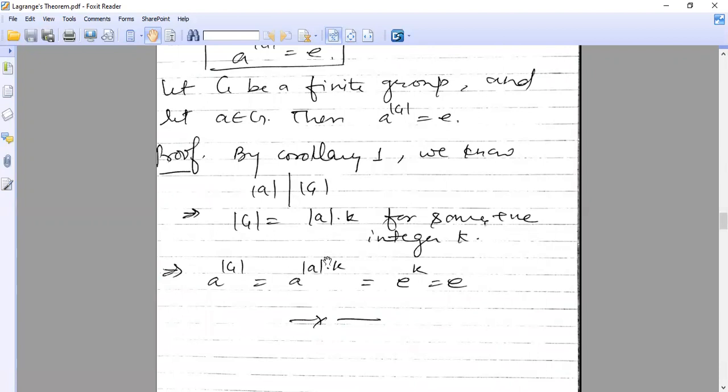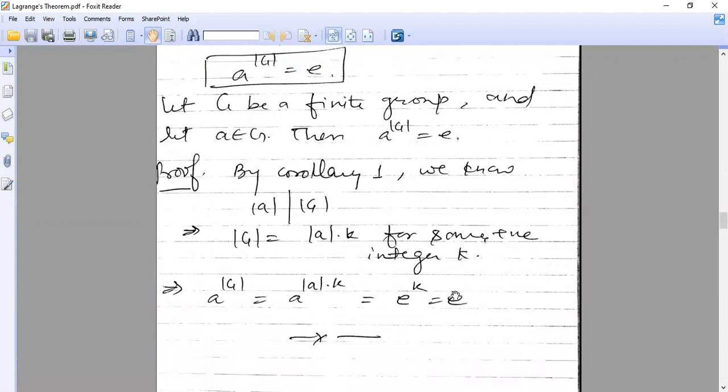Everyone knows that. So if the order of A is n, then A to the power n is equal to identity. So A to the power order of A is equal to identity, and identity to the power k is equal to identity. So A to the power order of G is equal to identity. So this is your corollary 3.